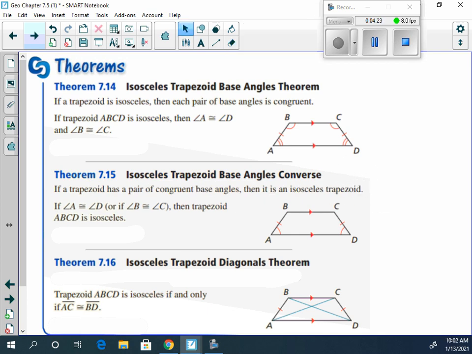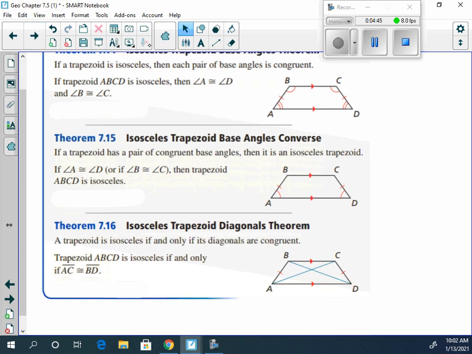Our next one, isosceles trapezoid base angle converse. If a trapezoid has a pair of congruent base angles, then it's isosceles. So that's just the same theorem. If we have base angles that are congruent, then it's an isosceles trapezoid. If it's an isosceles trapezoid, then the base angles are congruent.